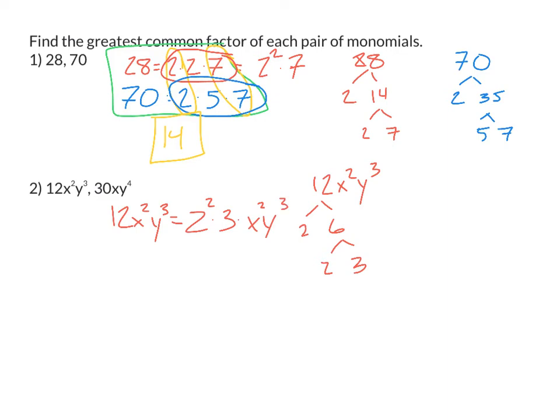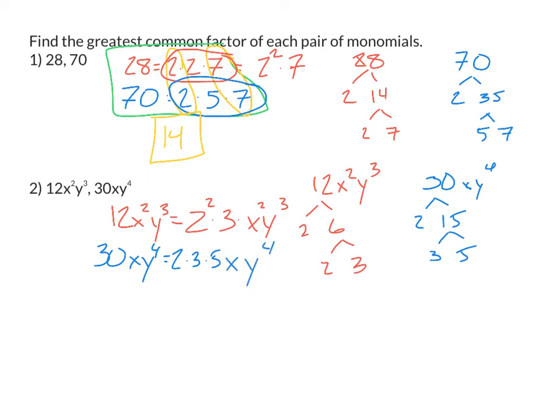In the 30 x y to the fourth, the 30 can break into 2 and 15. Then we can take a 3 out, leaving us with 5. So 30 x y to the fourth will be 2 times 3 times 5 times x y to the fourth. And so once again, we'll look at our list of factors and see what goes into both 12 x squared y to the third and 30 x y to the fourth.